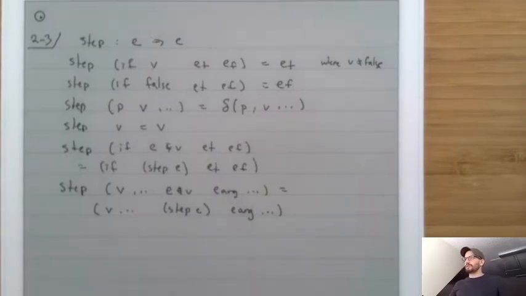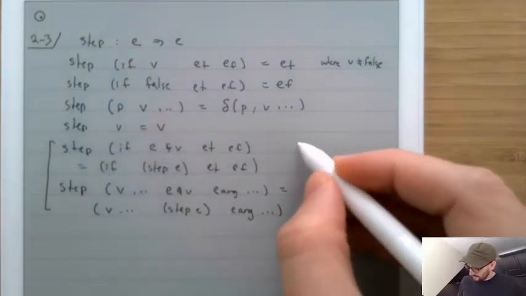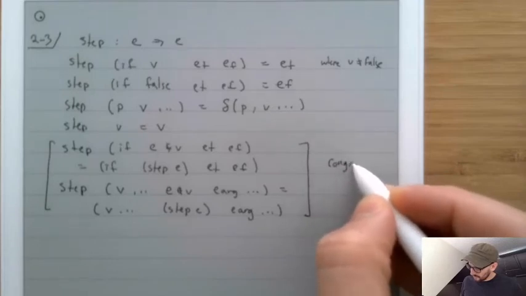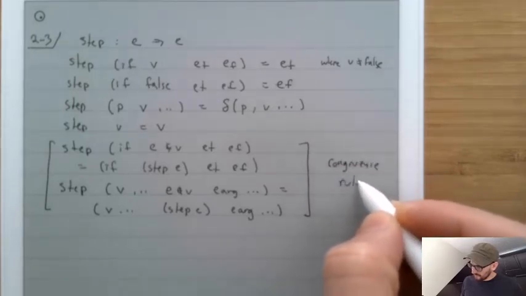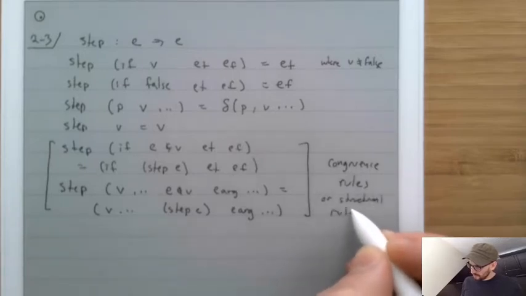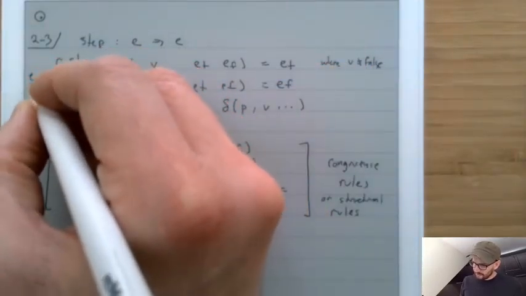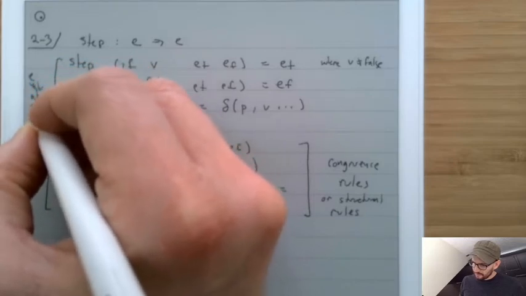Now, these rules allow us to simply define where the action happens. So these ones are called congruence rules, or structural rules. And these ones are evaluation rules.